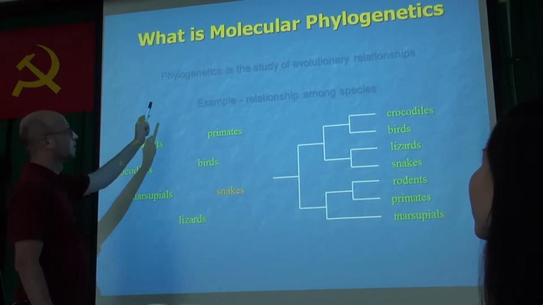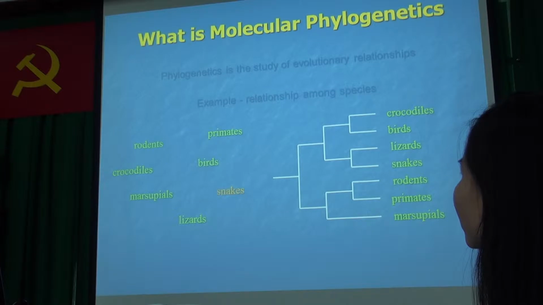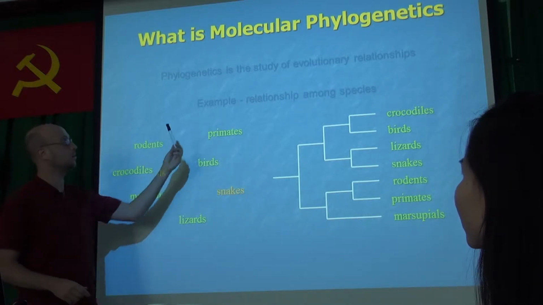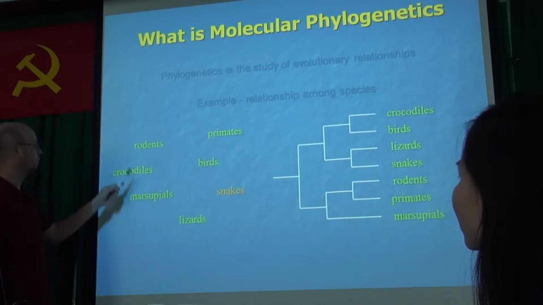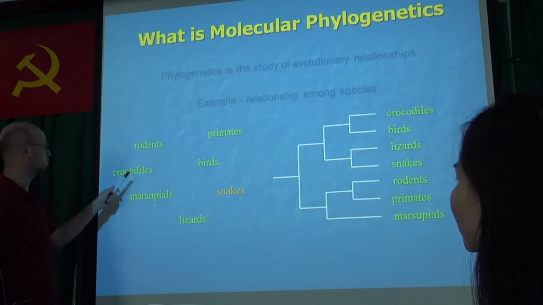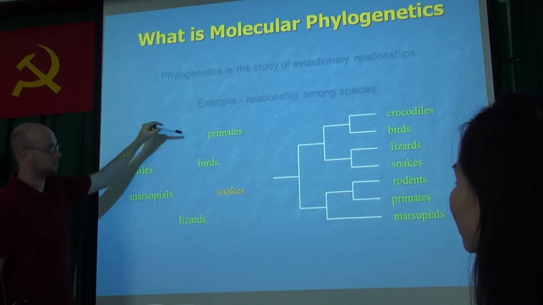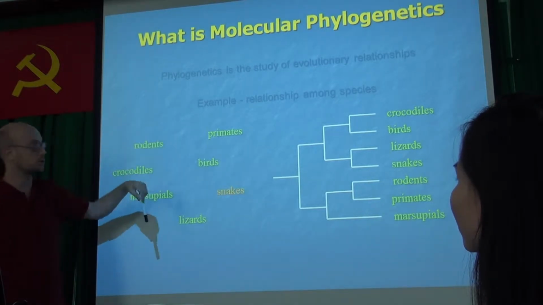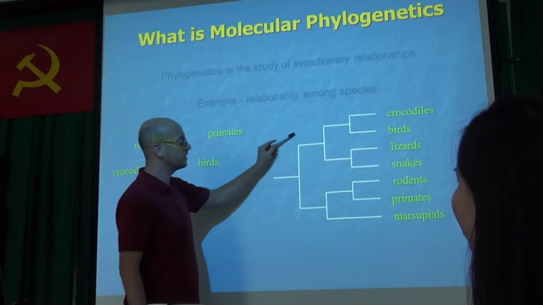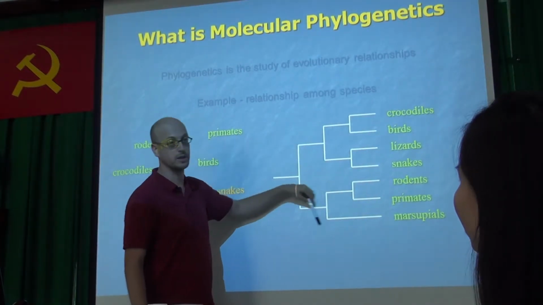So, phylogenetics is the study of evolutionary relationships, and as an example, we're looking at relationships among species. So if we have here primates, birds, snakes, lizards, marsupials, crocodiles, we want to know the relationships between these groups, and this is what it would look like. We could put them on something like a tree.